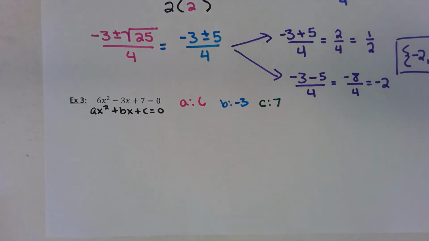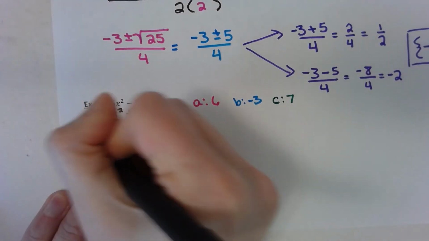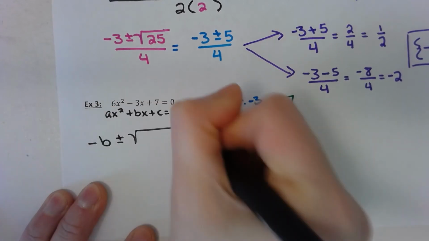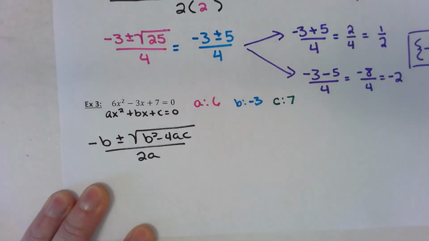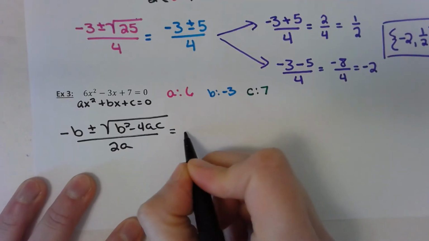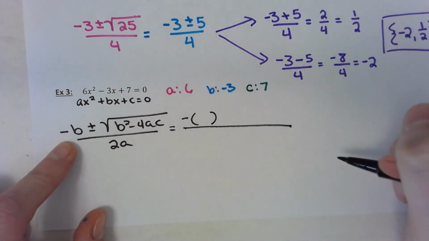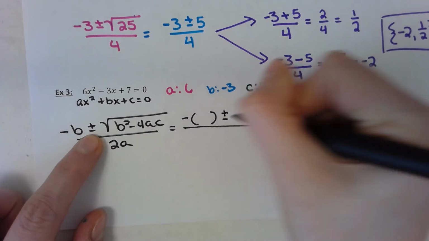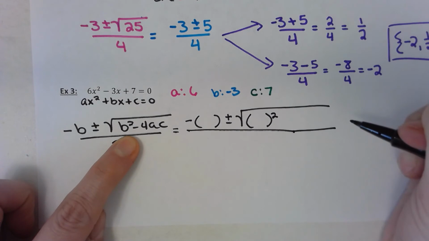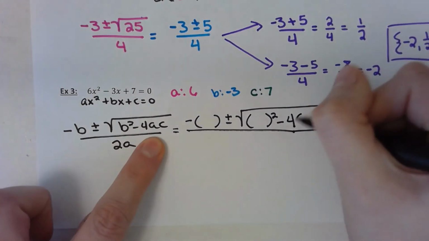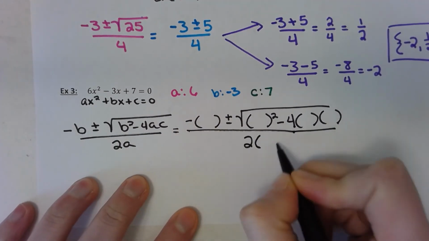Now I'm going to rewrite the formula just so that I have it right here so that you can see it. You don't need to copy this. So it goes negative b plus or minus the square root of b squared minus 4ac all over 2a. So I have negative my b value plus or minus the square root of b squared, so parentheses squared, minus 4 times a times c. This whole thing divided by 2 times a.